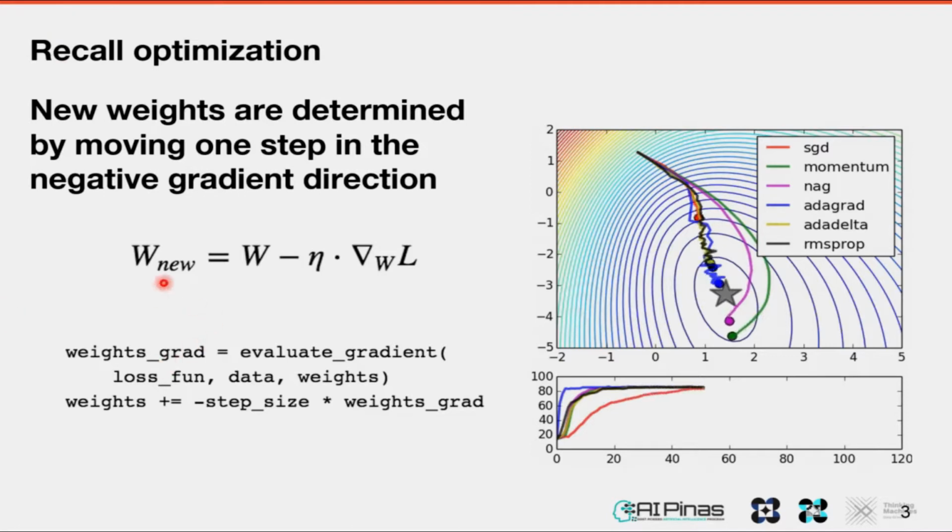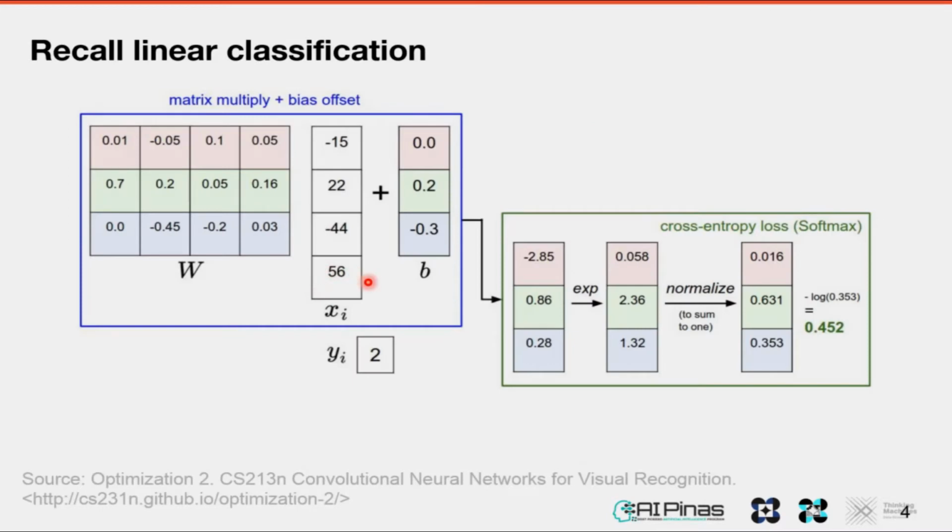This animation shows how different algorithms find the global minimum by taking small steps in the negative gradient direction. The equation here says that to get the new weights, we move the old weights by some factor of the gradient. Here, the Greek letter eta denotes the learning rate. Take note of the learning rate as it affects how well your algorithm converges toward the minimum, although in practice, it might be tricky to find a good learning rate.